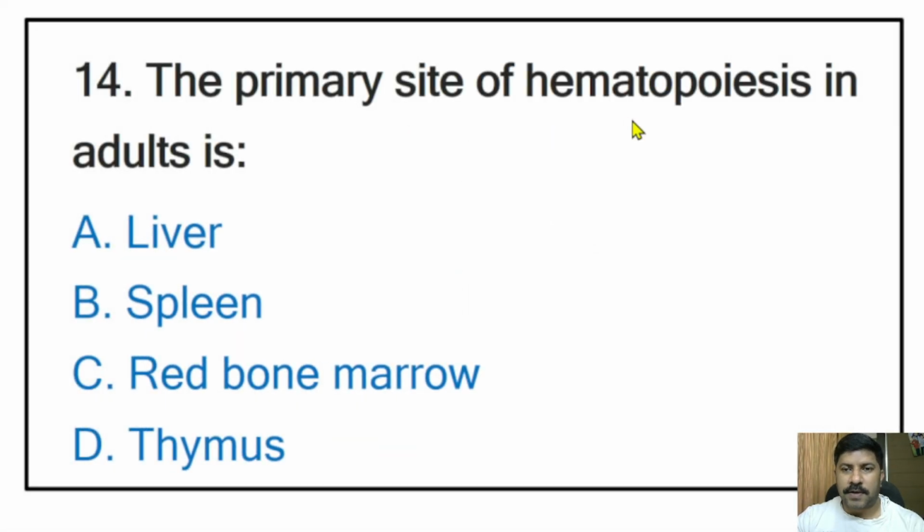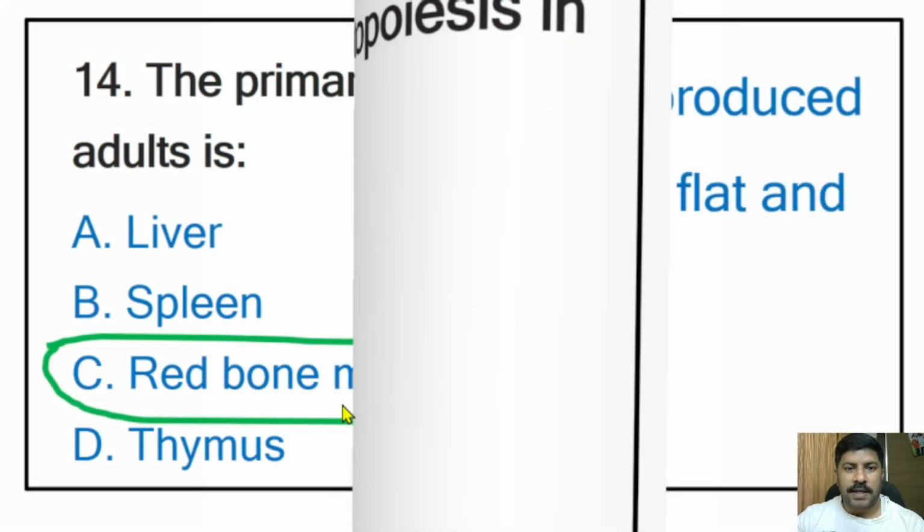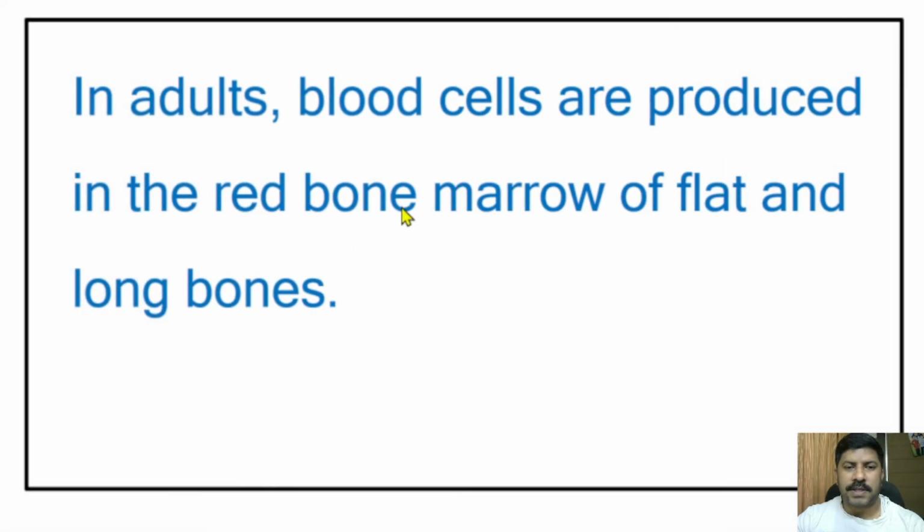The primary site of hematopoiesis in adults is liver, spleen, red bone marrow, thymus. Correct answer is red bone marrow. In adults, blood cells are produced in the red bone marrow of flat and long bones.